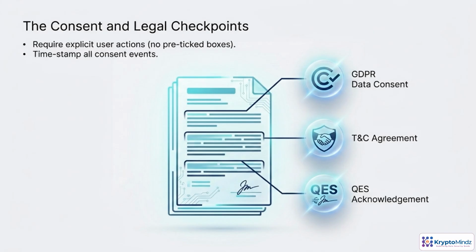In an eIDAS onboarding flow, consent isn't just a UX step, it's a legal control. You typically need three clear checkpoints. First, GDPR data consent. The customer must actively agree to how their data is used and stored. Second, acceptance of the bank's terms and conditions that govern the account itself. Third, a specific acknowledgement that they are about to create a qualified electronic signature with defined legal effects. Each action should be explicit, logged, and timestamped, so you can later prove what the user agreed to and when.